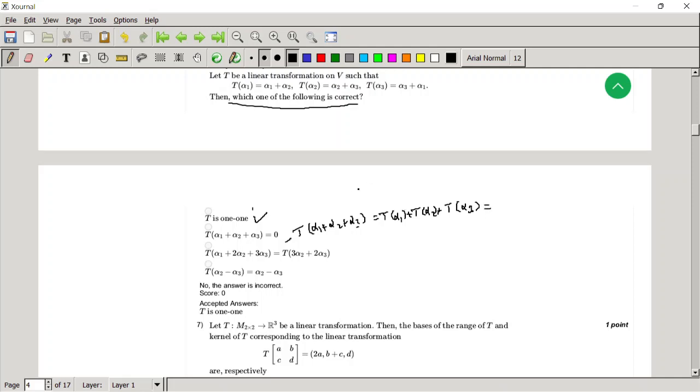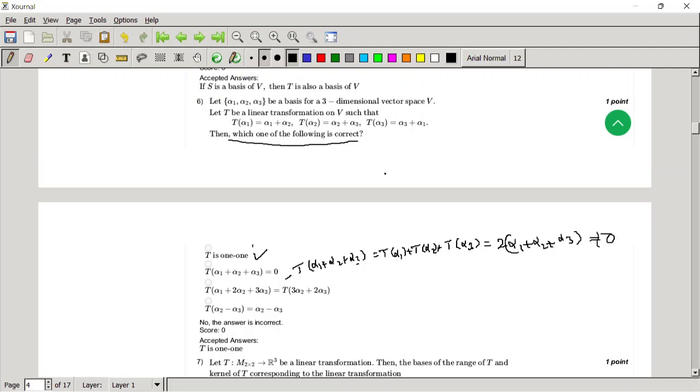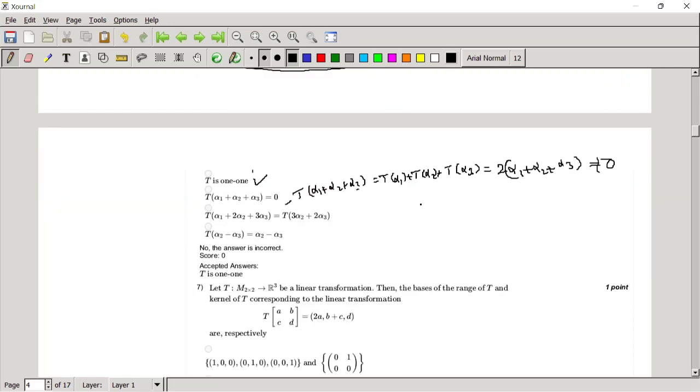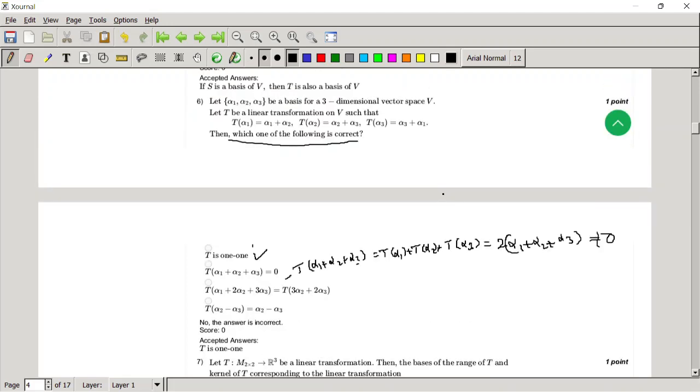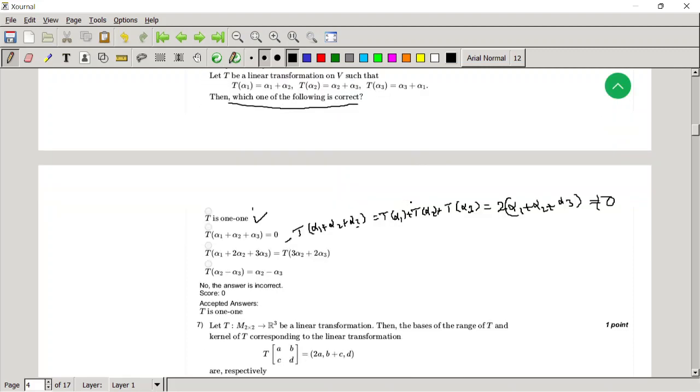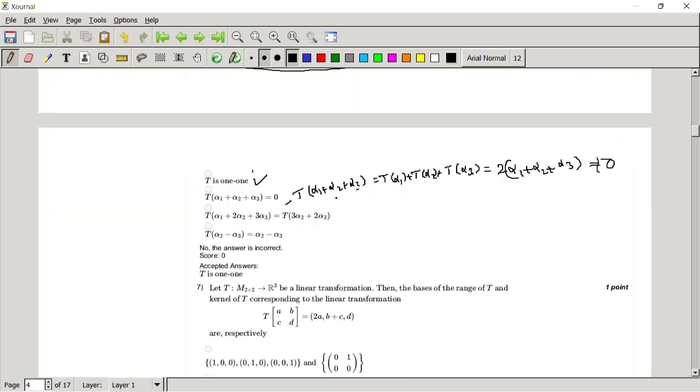From the definition of T we can check this is equal to 2 times alpha 1 plus alpha 2 plus alpha 3, but it is not equal to 0, because alpha 1, alpha 2, alpha 3 is a basis. Whenever it is a basis it has to be linearly independent, so the sum cannot be equal to 0. So from this we can see option 2 is wrong.